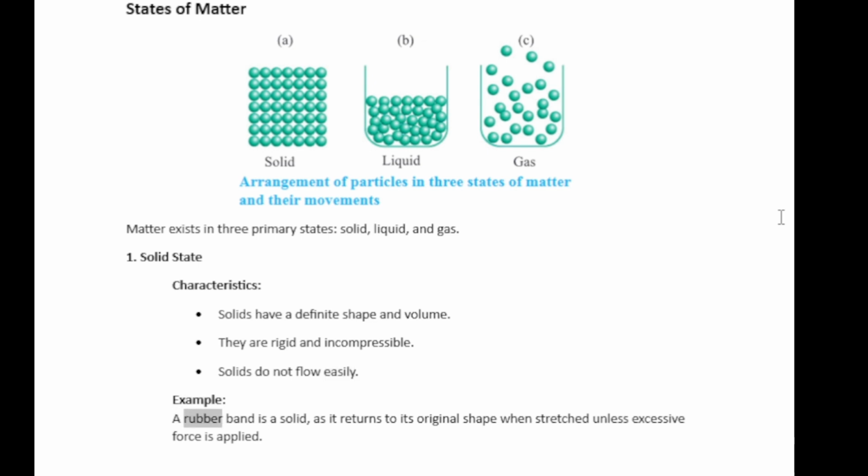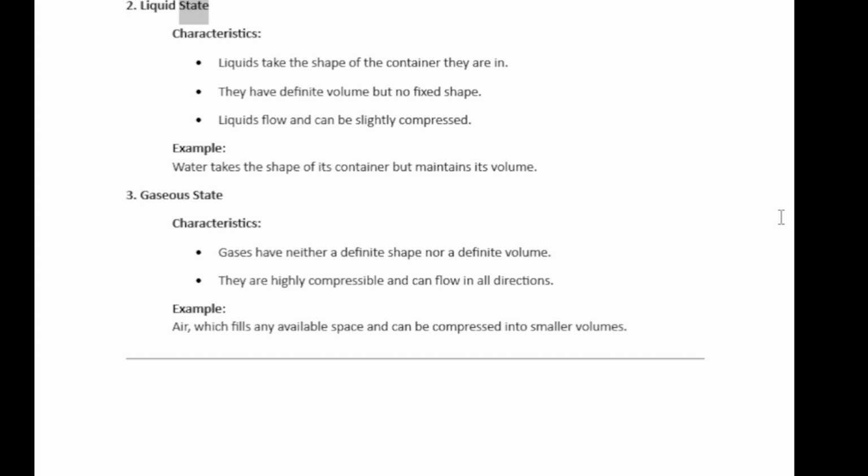Example: a rubber band is a solid, as it returns to its original shape when stretched unless excessive force is applied. 2. Liquid state. Characteristics. Liquids take the shape of the container they are in. They have definite volume but no fixed shape. Liquids flow and can be slightly compressed.